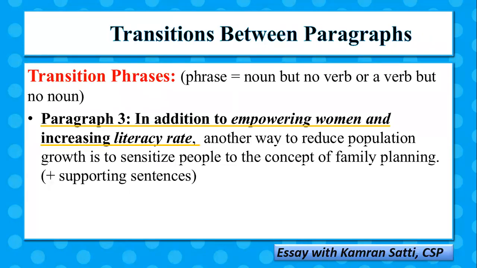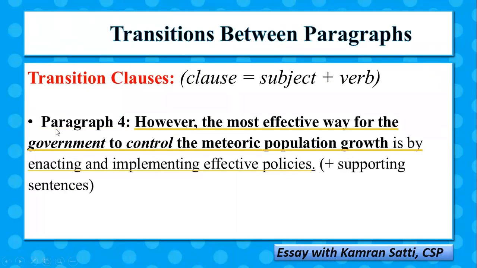Now moving on, let's suppose this is the fourth paragraph and I have started off with a clause. Here in the fourth paragraph I have written, "However, the most effective way for the government to control the meteoric population growth is by enacting and implementing effective policies." Then you will write supporting sentences, but the first sentence is important. Now remember, how is this making the transition smooth from the third to the fourth paragraph? It is stating that however, the most effective way.